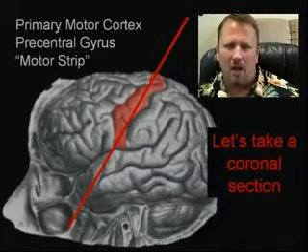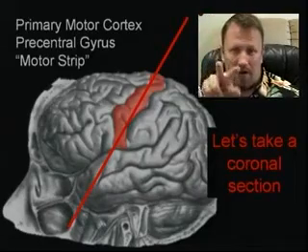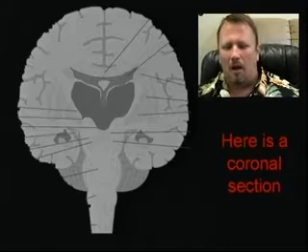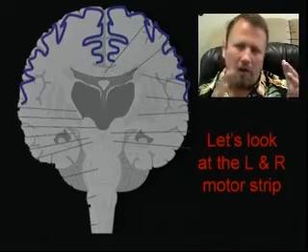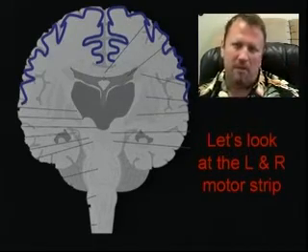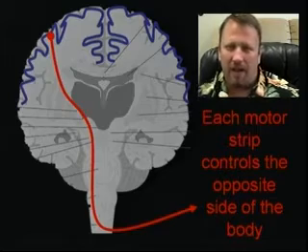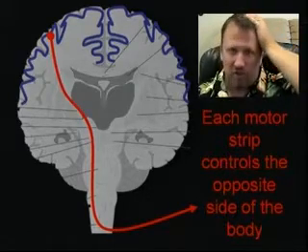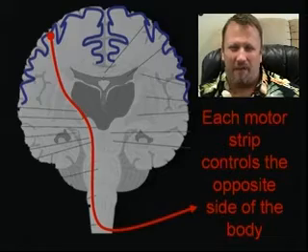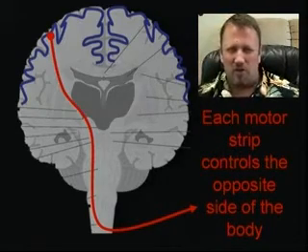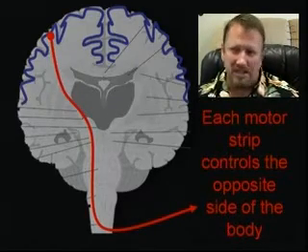Let's take a coronal section. We're going to take a slice through the motor strip, and we're going to look at a slice of the brain looking straight on. And so here is a coronal section of the brain, and I wanted to look at the left and right motor strips on this cartoon. And each motor strip controls the opposite side of the body. That's why people who have injury to this side of their motor strip are going to be paralyzed on the opposite side of the body, and vice versa. So each motor strip controls the opposite side of the body.